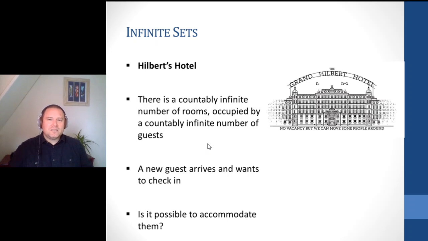Okay, so let's suppose that a new guest arrives and wants to check in. So there's a guest in every room. A new guest arrives, wants to check in. Well, is it possible to accommodate them? Now, intuitively, we might think, no, right? Because there's supposed to be a guest in every room. There's an infinite number of rooms, sure, but there's an infinite number of guests, too, and each room is occupied by a guest. So we couldn't get the new one, but we can.